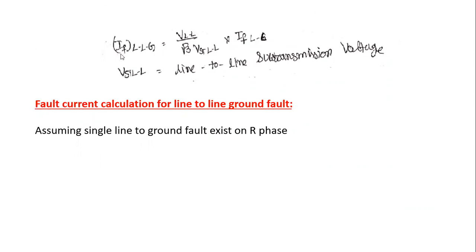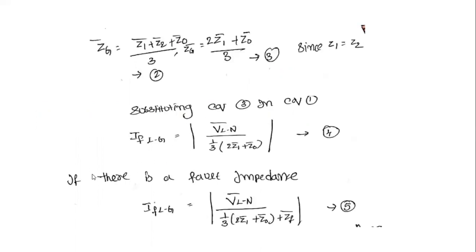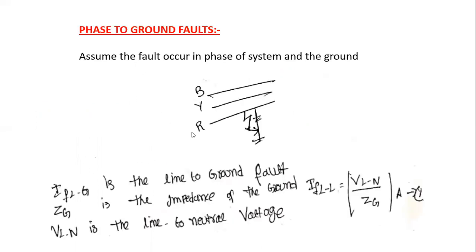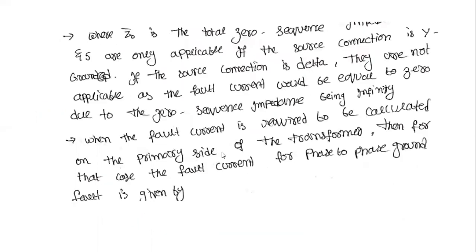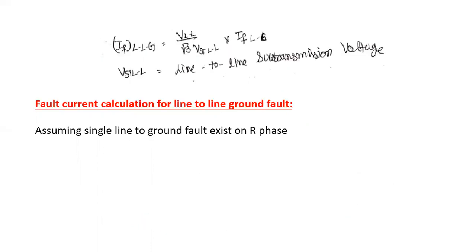Remember those formulas: IF for line to line is equal to V double line by root 3 into VST LL, where VST is the line to line subtransient voltage, into IF line to line. These are the formulas related to the fault currents that will be obtained from phase to ground.